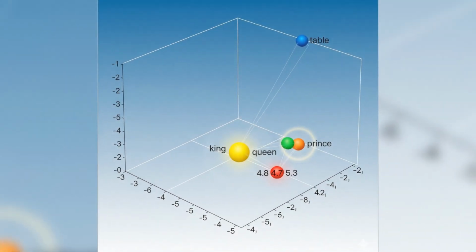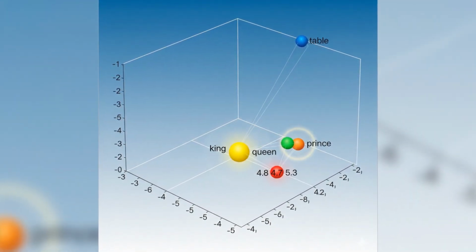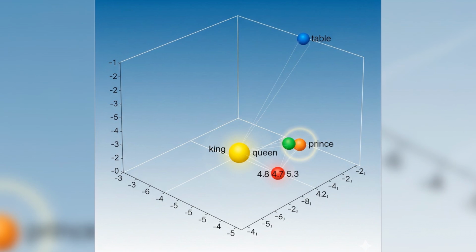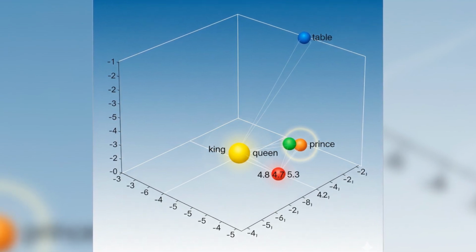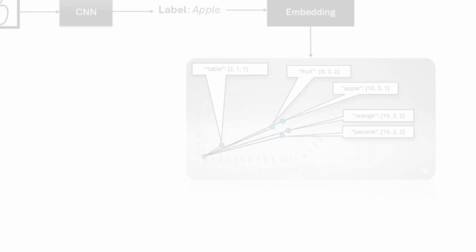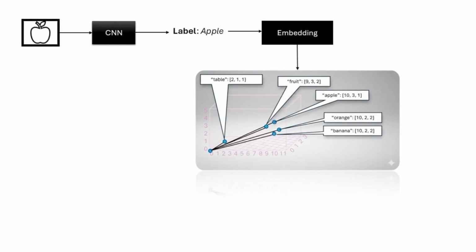Recall from the NLP module that embeddings work by representing a word or token as a point in a multidimensional space. Each dimension represents a semantic attribute that captures the meaning of that word. Now let's combine these embeddings with CNNs to unlock the power of multimodal models.